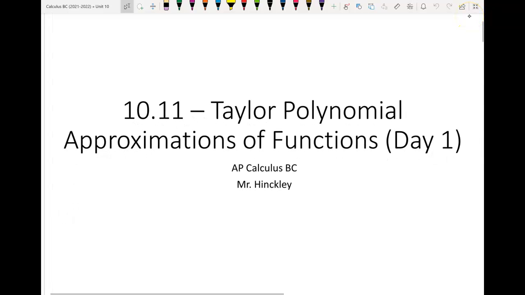All right, so today we are going to be looking at 10.11, Taylor Polynomial Approximations of Functions. So we are finally getting into really, I think, why we're doing this entire unit: these approximations and then the series that are built from them later.